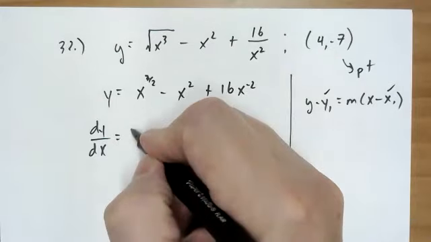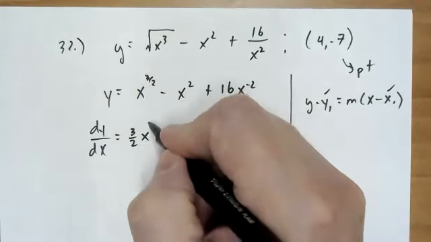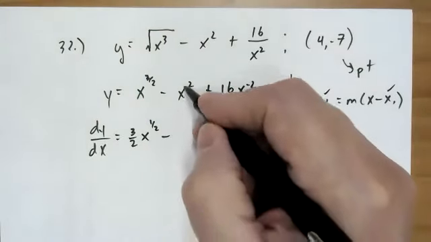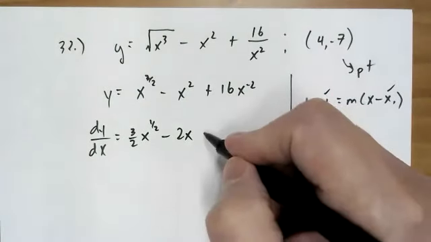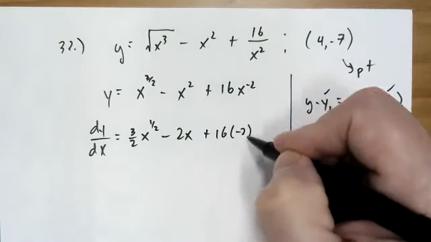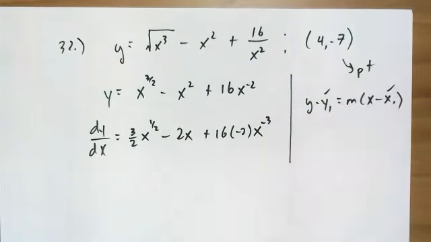So this first one, the 3/2 comes down front, and I subtract 1 from the exponent. Second one's pretty straightforward. It's going to be 2x. This last one, you have the 16, the -2 comes down front. And when I subtract 1, this becomes x to the -3.